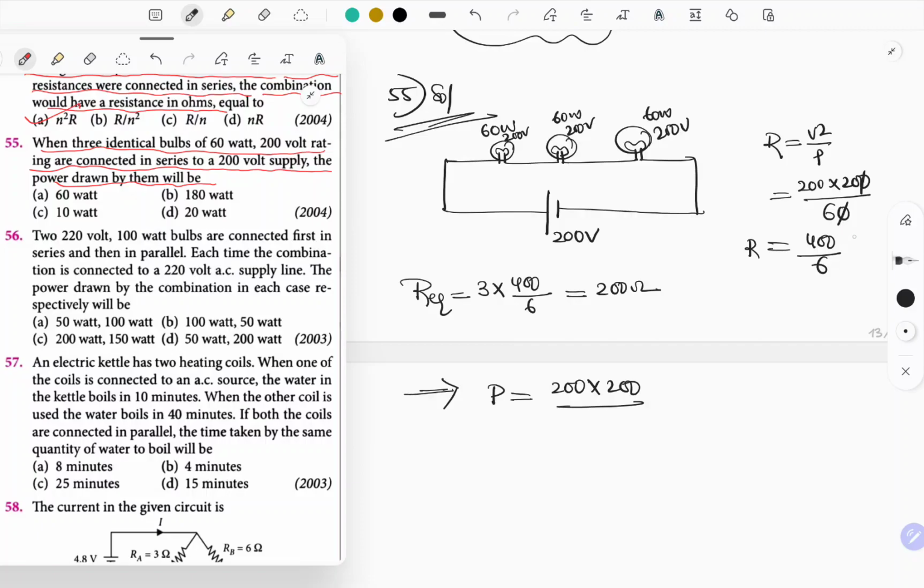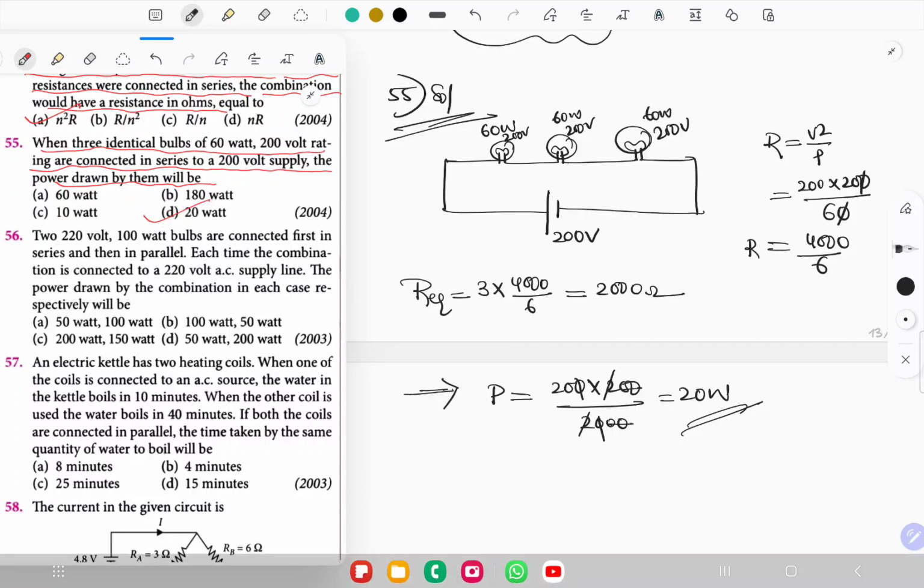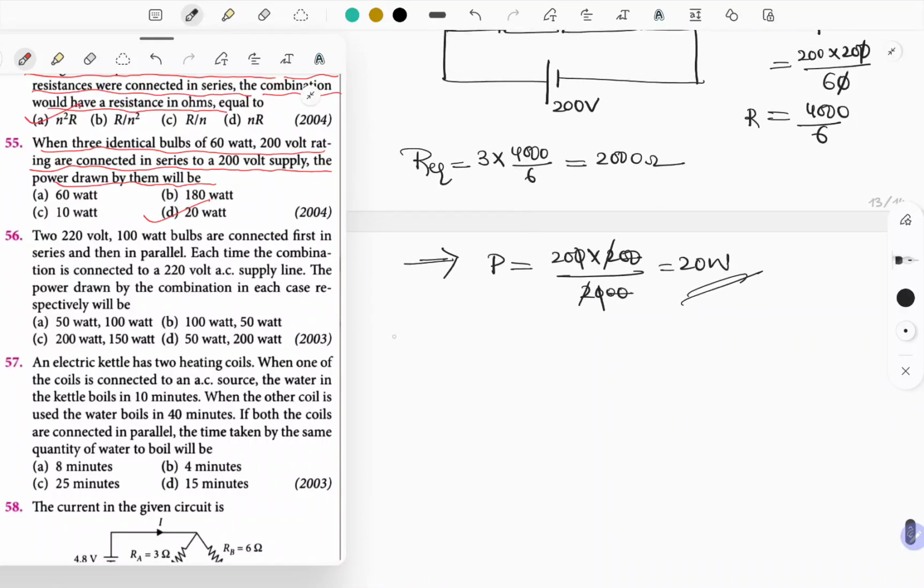So a small mistake here. Just check out here. Equivalent resistance 200 into 20 is 4000. It's not 400. So now this is going to be 2000 ohms. So V square by 2000 ohms. These 2 zeros will get cancelled. One more 0 and 2 will get cancelled. Answer is going to be 20 watt. That's the answer. Which option matches? Option D is the correct answer. Okay. Next question number 56.